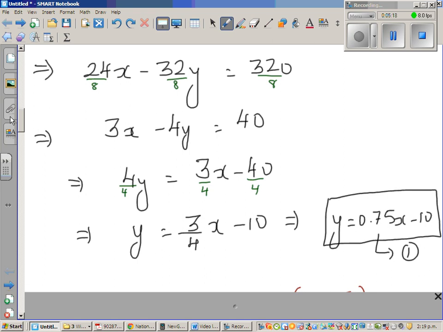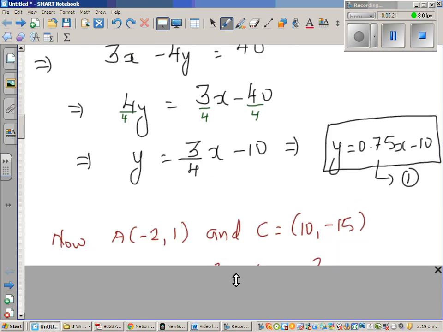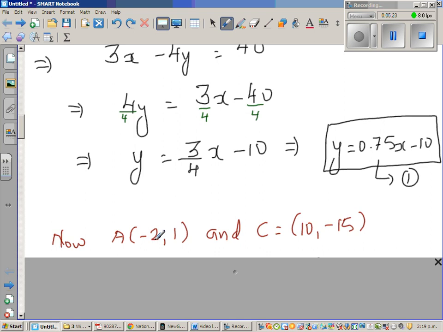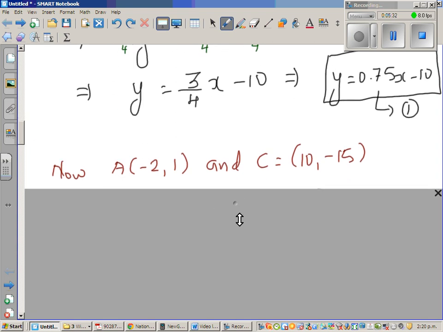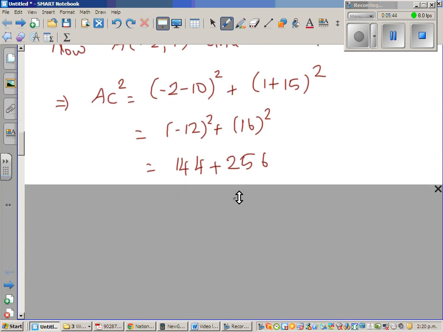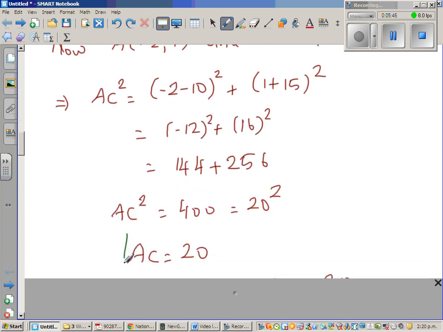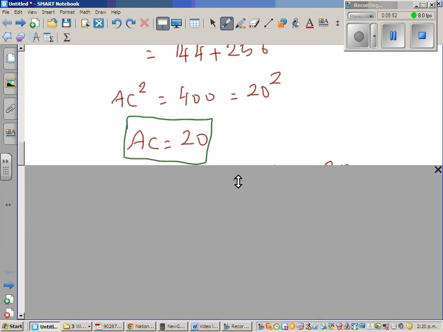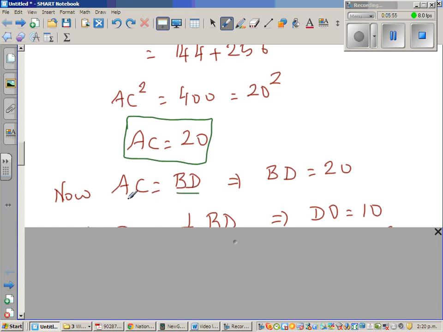This way I can save lots of time writing the whole step. Now what are we saying? A is negative 2, 1, and C is 10, negative 15. So let's find the distance of AC. Using the distance formula again, the same rule, using Pythagoras, AC squared is 400. So AC is 20. Now if AC is 20, you can say BD is also 20 because the diagonals of a square are equal.